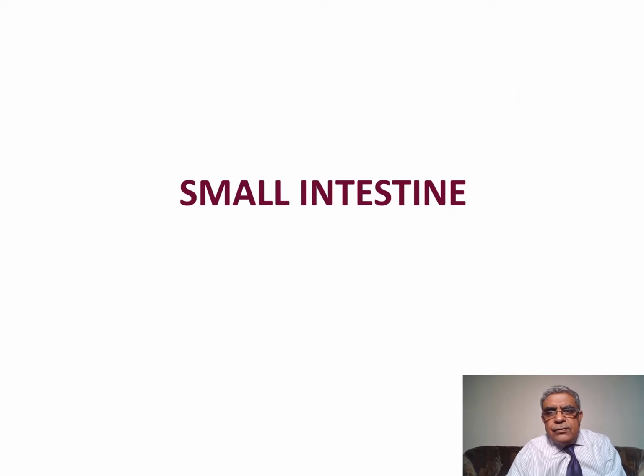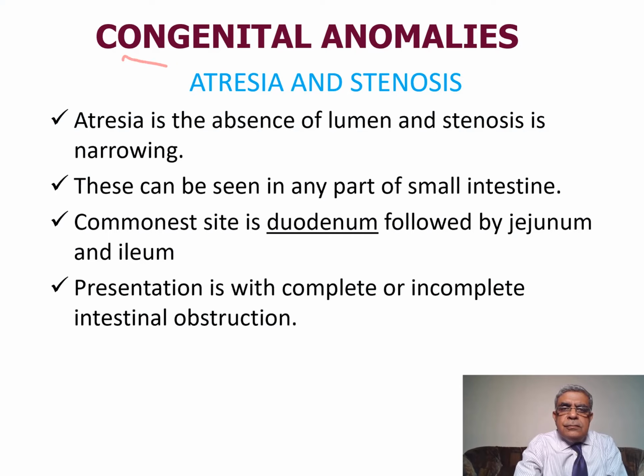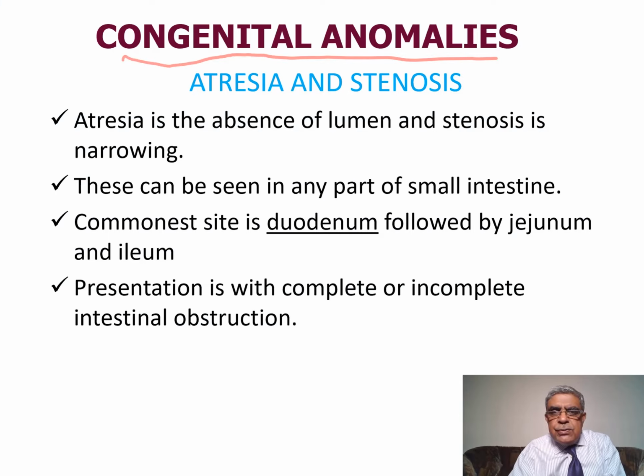Now we are going to discuss the small intestine, and first we are going to discuss briefly the congenital anomalies of the small intestine. Congenital anomalies: atresia and stenosis. Atresia is the absence of lumen and stenosis is narrowing of the lumen. These can be seen in any part of the small intestine. The commonest site is duodenum, followed by jejunum and then ileum.